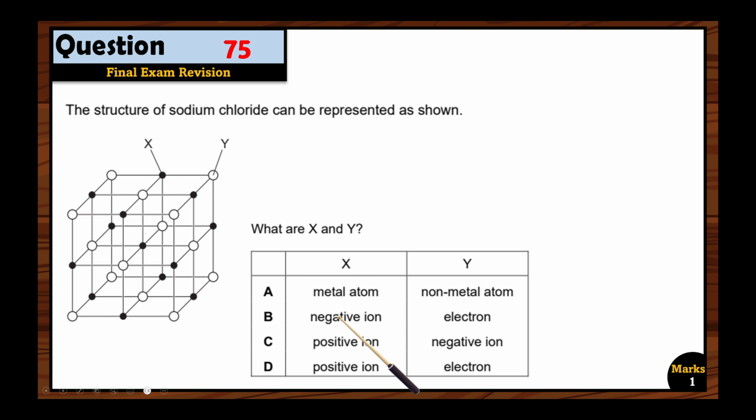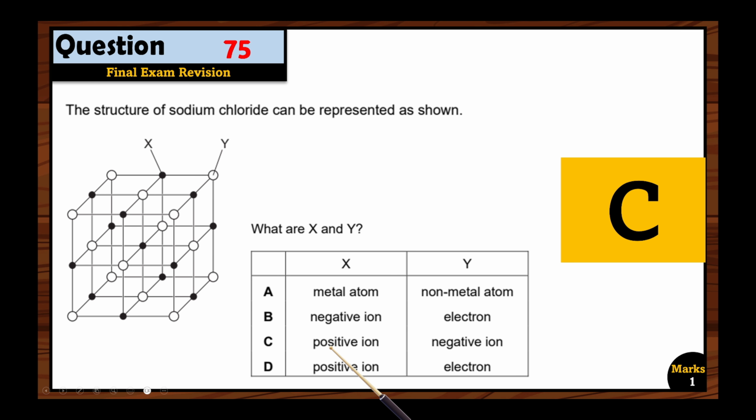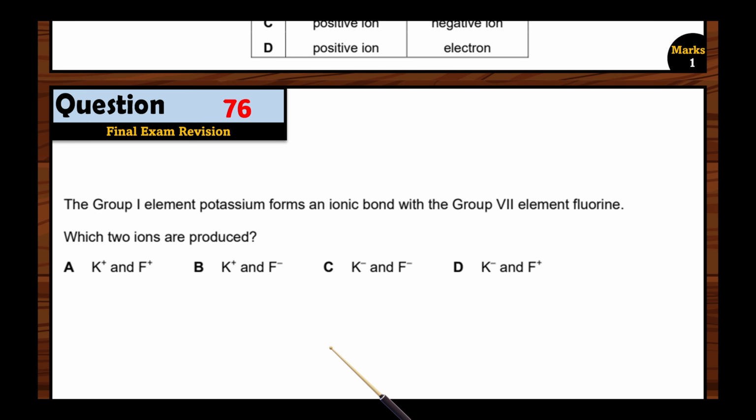So one is negative ion, the other one is electron. That's also wrong. One is negative ion, the other one is positive ions. Again, wrong. C. One is positive ion and the other one is negative ion. Yes, that's right. D. Positive ion, yes, but the other should also be a negative ion. Why? It's electron. So option C is right, okay? That's how you can conclude the answers.